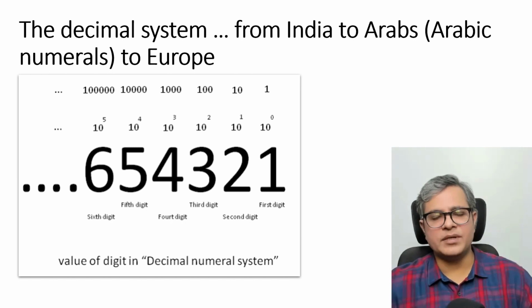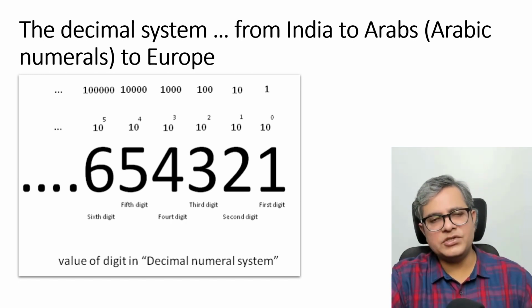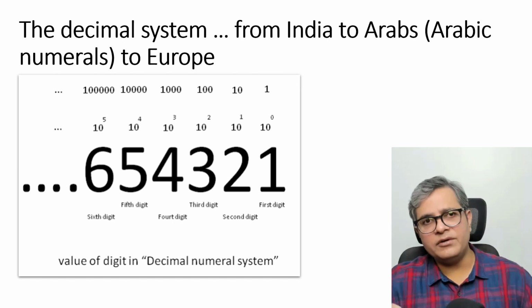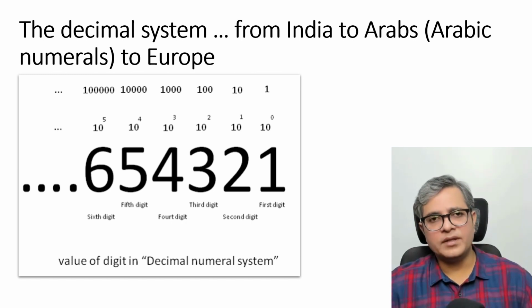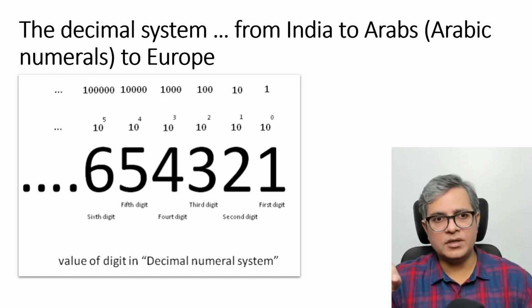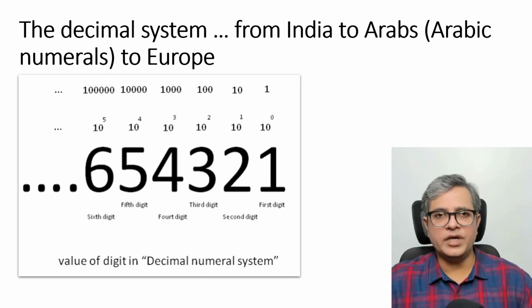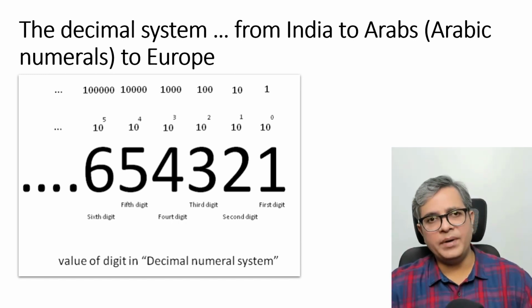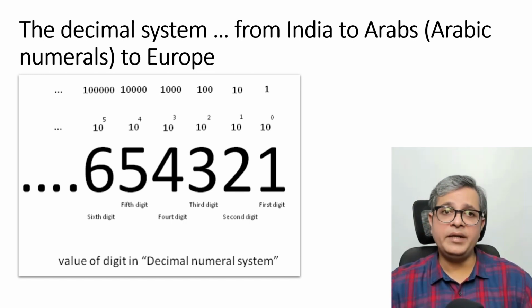The decimal system. India started it. From India, it went to Arabs. That's why it is called as Arabic numerals by Europeans. From Arabs, it reached Europe. So India, Arab to Europe. And this happened some more than 1,000 years back, a millennium.